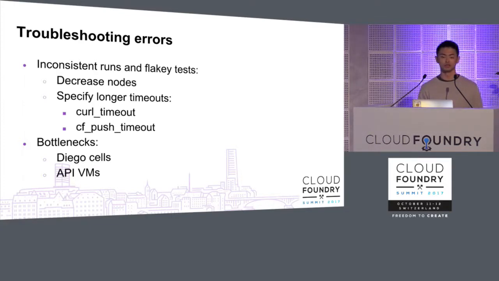A really common one is staging error. You'll see a lot of insufficient runs or insufficient resources, and that's because CATs puts a lot of strain on your system, and when you're doing so many concurrent app pushes at once, it can quickly drain the resources of your environment. And so when you find yourself running into errors that you don't really expect, or errors you see sometimes but not other times, then we suggest decreasing your nodes, minimizing a little bit of that parallelism, or specifying longer timeouts in your integration config. This is so that you can allow CATs to have enough time to perform those operations.